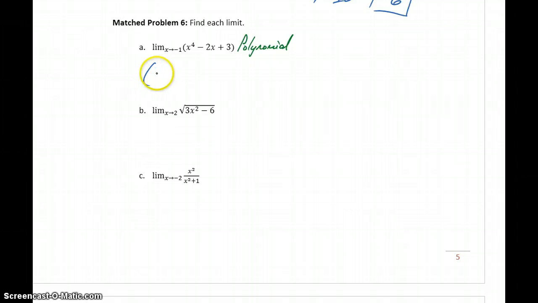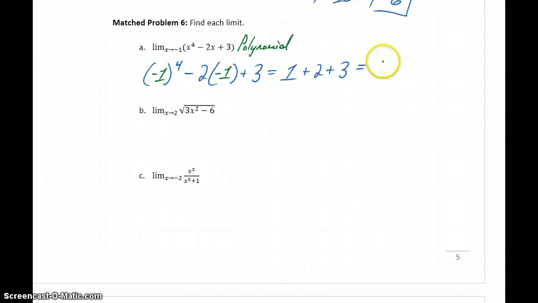So this is going to be -1 to the 4th power minus 2 times -1 plus 3, which will give us 1. -2 times -1 will give us plus 2, plus 3, or 6 as our limit for that function as x approaches -1. So that was quite a bit faster than using the properties, breaking that limit across each of those individual terms. And since we have those theorems established, from this point on, we can use these faster approaches.